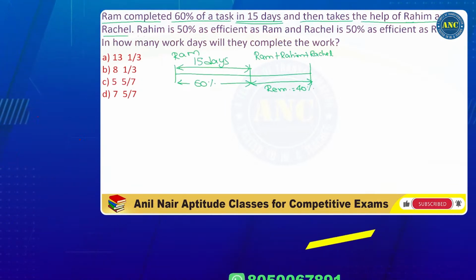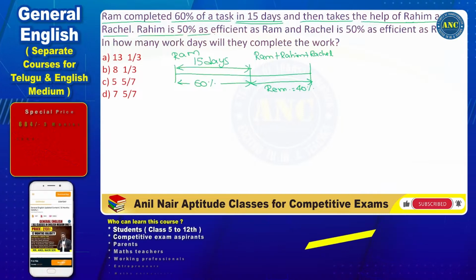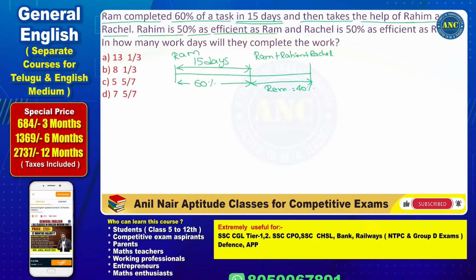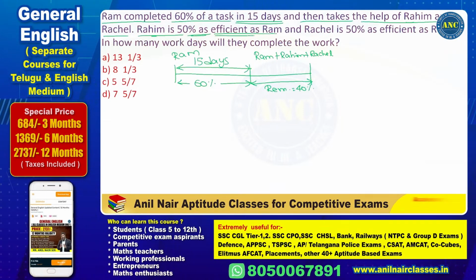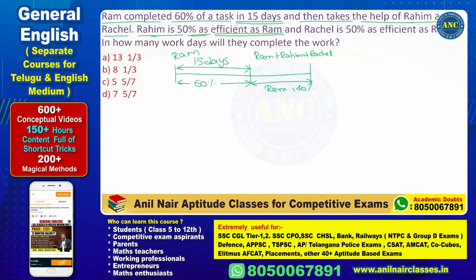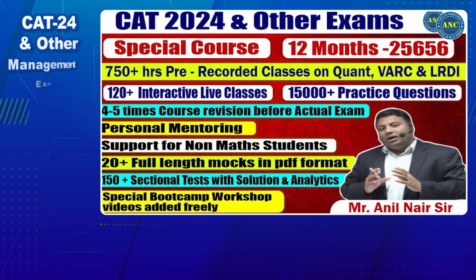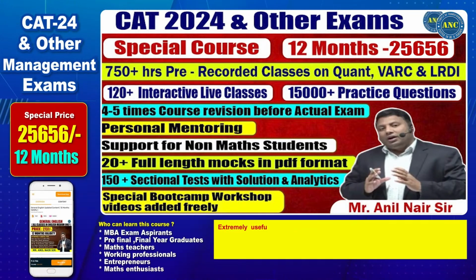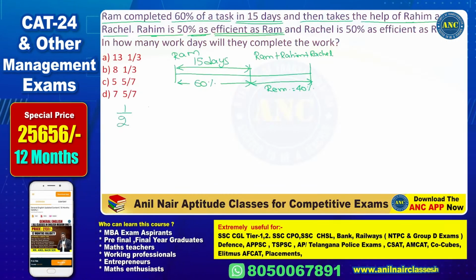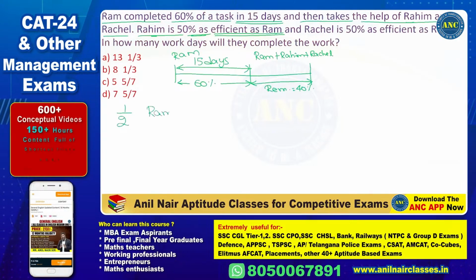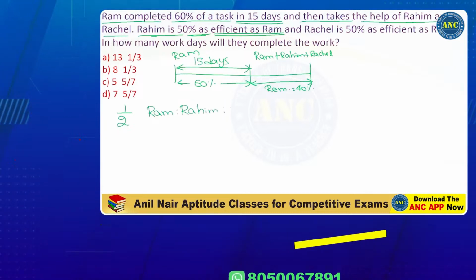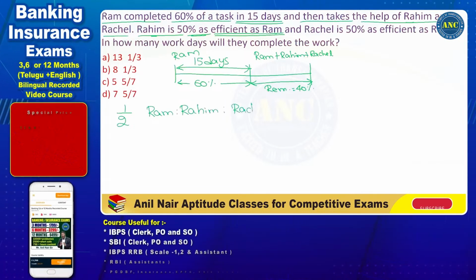Okay, next. Rahim is 50% as efficient as Ram. That means Rahim is only half as efficient as Ram. So 50% is nothing but 1 by 2. So can I say that they are actually talking about Ram and Rahim in this case? So Ram, Rahim, right? Ram, Rahim, and I will also take the other person, Rachel, also.